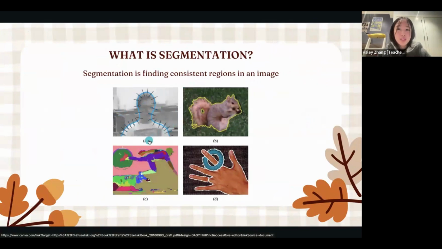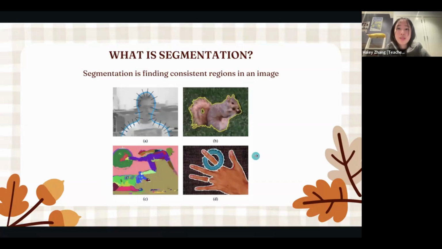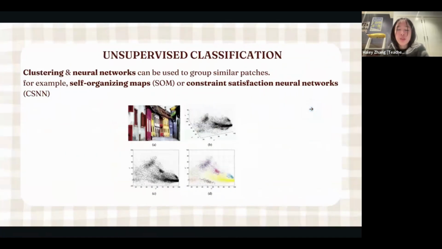Or from another object, like here you can see a human being identified, then another probably human behind him, or here a hand from a ring-like structure. Many techniques are based on comparing adjacent regions. These are without classification, or unsupervised learning, machine learning. Flashback to last week. Clustering and neural networks can be used to group some similar patches. For example, self-organizing maps or constraint satisfaction neural networks.